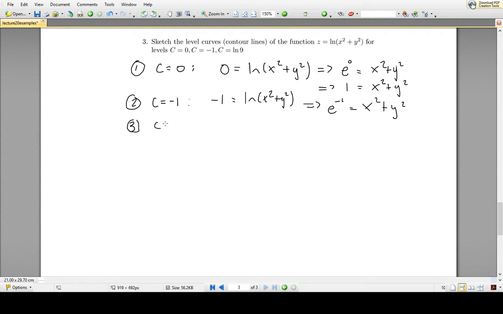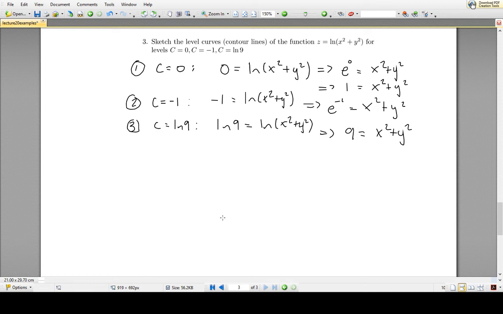Finally, if I look at the height natural log of 9, put that in for my z, and ln(x squared plus y squared). If I rearrange this, putting in the exponent of e on both sides, what I get is 9 is equal to x squared plus y squared, and this is a circle of radius 3. So what I can see here is that at the different slices, what I'm getting are circles of different radius.